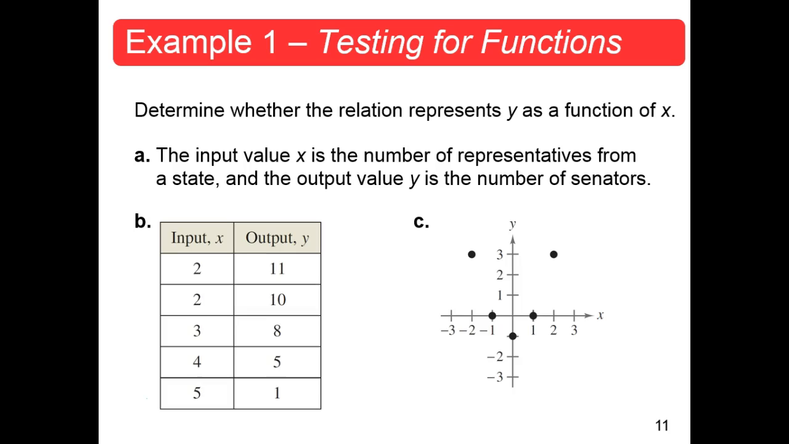Okay? How about this one? Here's a table. This is numerically. The ordered pairs are in columns here. Is that a function or not? Yay or nay? Second? Yes? Okay, why?